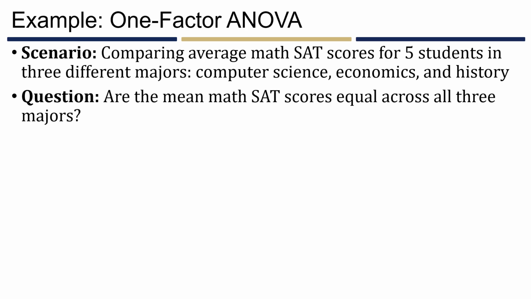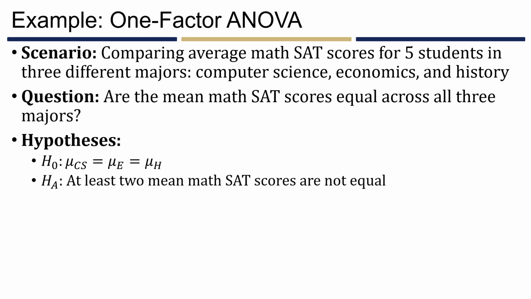So for our example, we're going to set the null hypothesis as the mean math SAT score for computer science majors is equal to the mean math SAT score for economics majors, which is also equal to the mean math SAT score for history majors. The alternative hypothesis is going to be at least two of these mean math SAT scores are not equal.